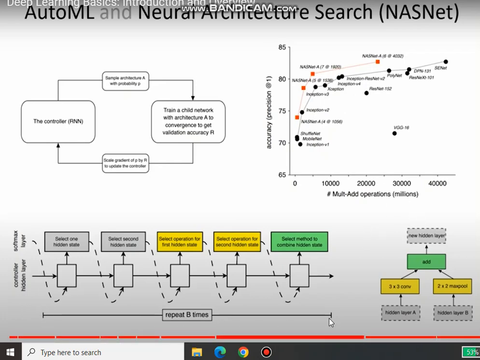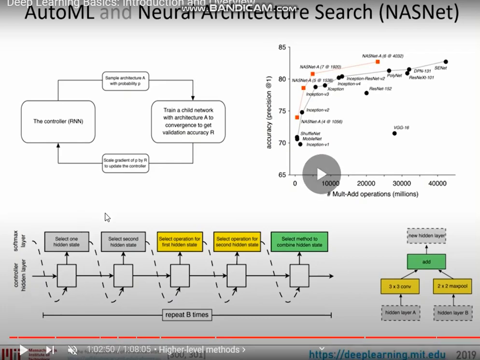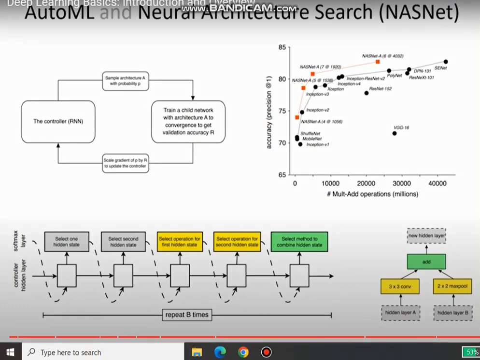Here the controller: softmax layer, controller hidden layer. Here the softmax layer selects one hidden state, selects the second hidden state, selects the operation for the first hidden state, selects the operation for the second hidden state, and selects the method to combine hidden states.